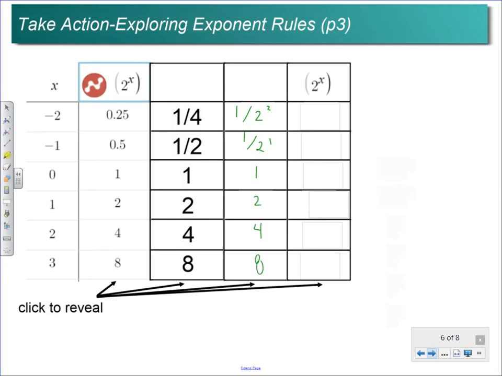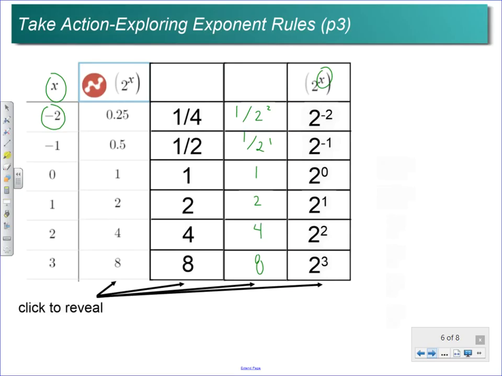So we can express the 4, again, as a power of 2. Using the original expression, 2 to the x, what we can say is that it's also equal to 2 to the minus 2 and 2 to the minus 1. The reason being is that I'm simply substituting the value of x in for x.